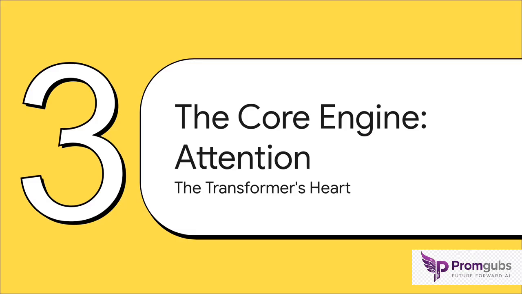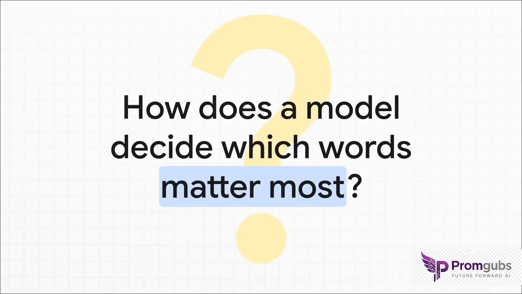Okay, so our text is now represented as numbers. We are ready to dive into the absolute heart of the transformer, the attention mechanism. I'm not exaggerating when I say this is the single innovation that changed everything. So think about this. When a model is trying to predict the next word in a sentence, how does it know which of the previous words are actually important? You know, if I say, the cat sat on the, the word cat is probably a lot more important for the next word than the. How does the model learn that?